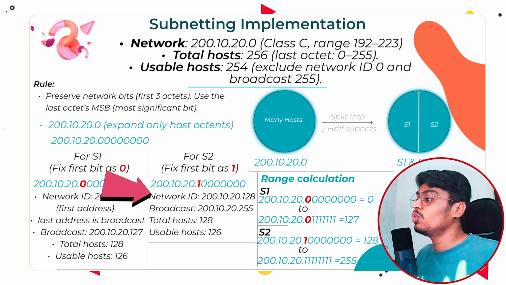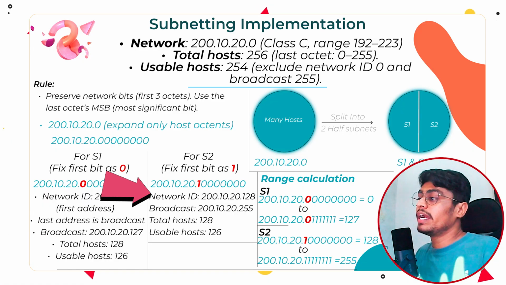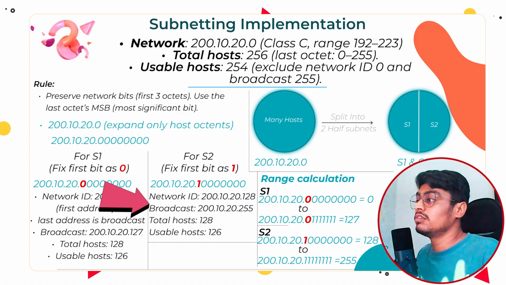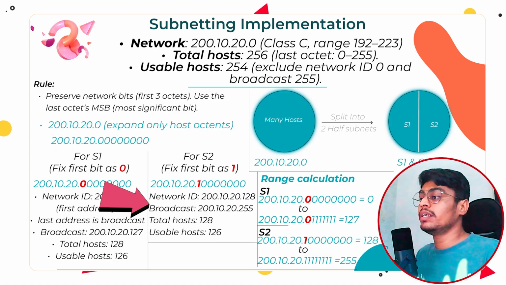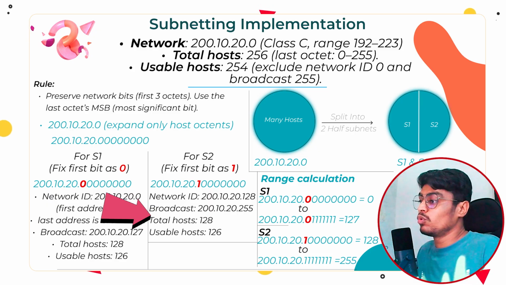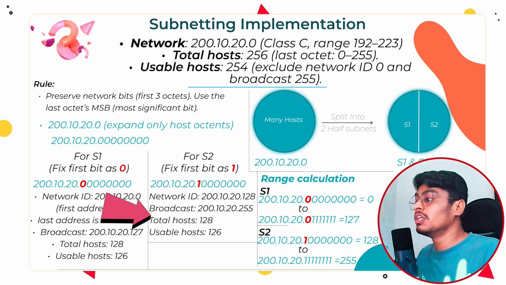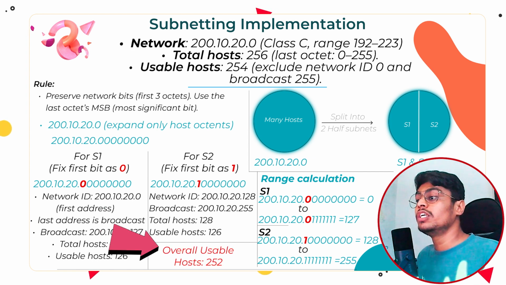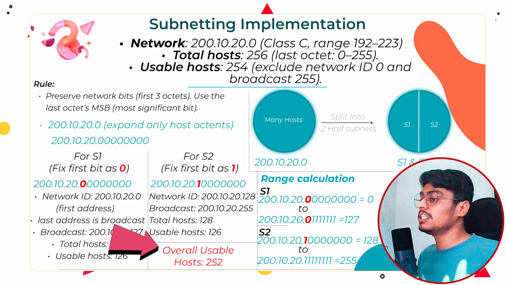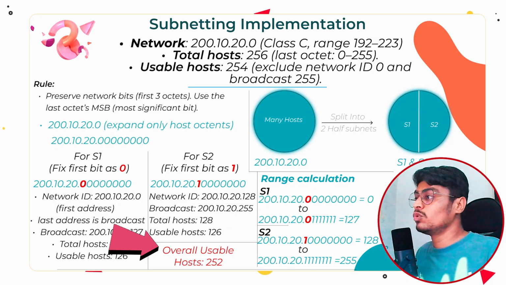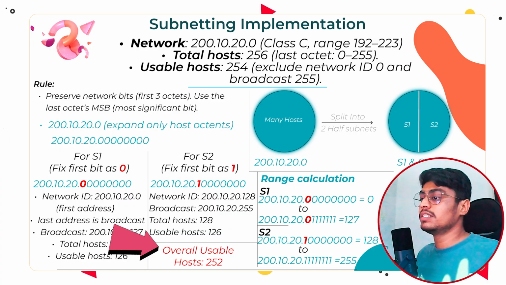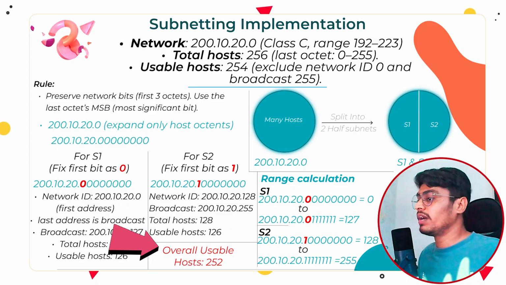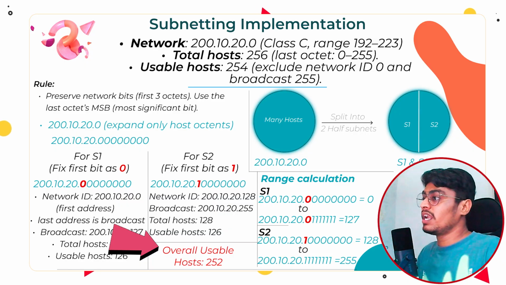Now for subnet 2, what is the network ID? The network ID of subnet 2 is 200.10.20.128. And what is the broadcast address of subnet 2? 200.10.20.255. Here the total number of hosts is also 128, but usable hosts are 126. Overall, instead of 254 usable hosts, we now have only 252 usable hosts, because 126 plus 126 is 252, since we divided into two subnets and each subnet has its own network ID and broadcast address. So that's the fundamentals of subnetting.